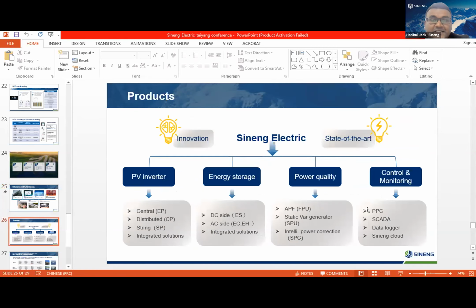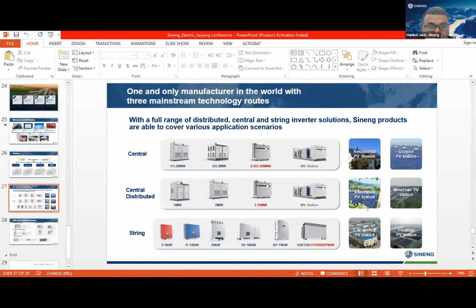So we mainly provide the products of 4 areas, and they are PV inverter, energy storage, power quality, and control and monitoring section. We are the one and only manufacturer in the world with 3 mainstream technology routes in the inverter section.